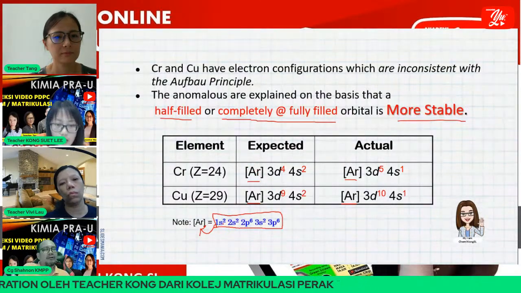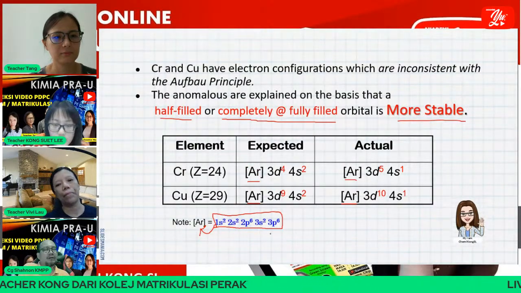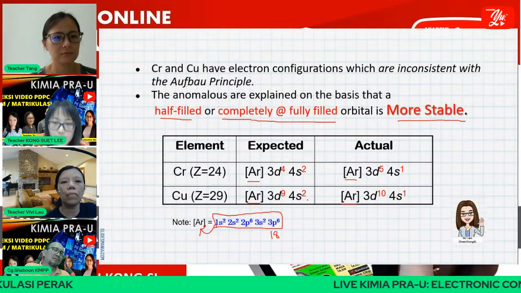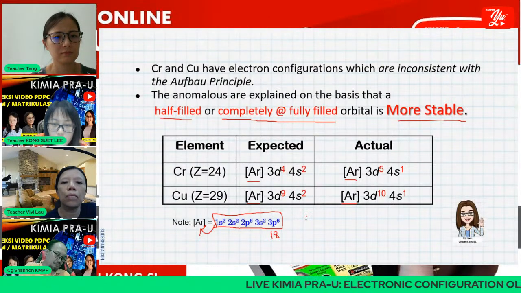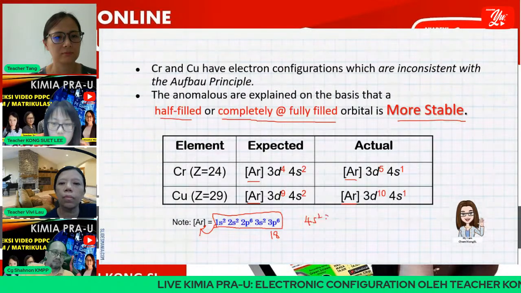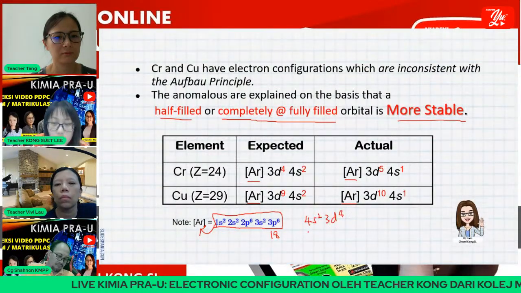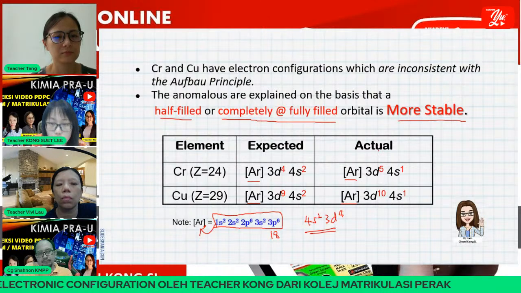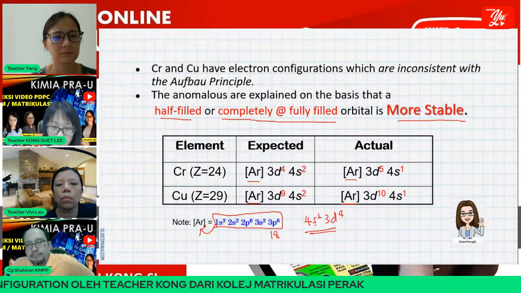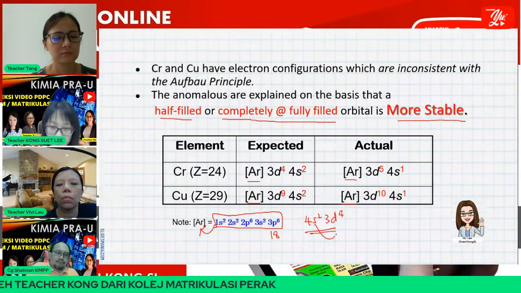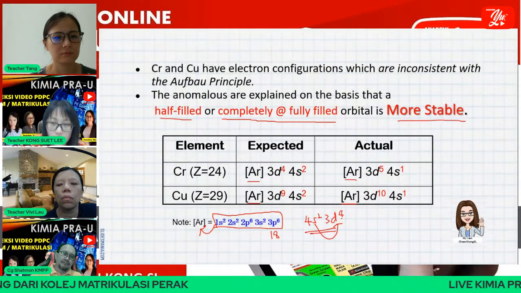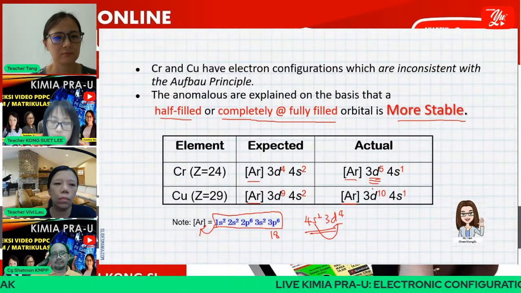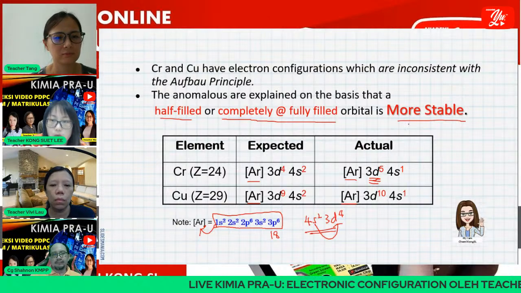So in total, how many electrons are here? There are 18. The remaining 6 electrons, by right, are 4s2 followed by 3d4. This is according to Aufbau. But the actual one, one electron from the 4s will transfer to the 3d orbital, because it wants to achieve the half-filled orbital, because a half-filled orbital is more stable.